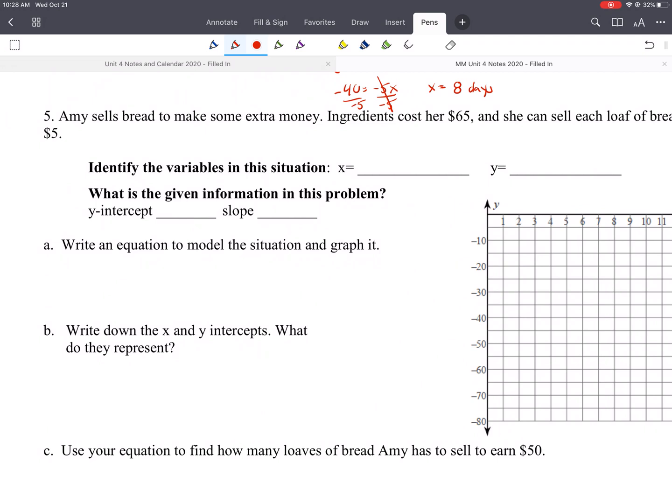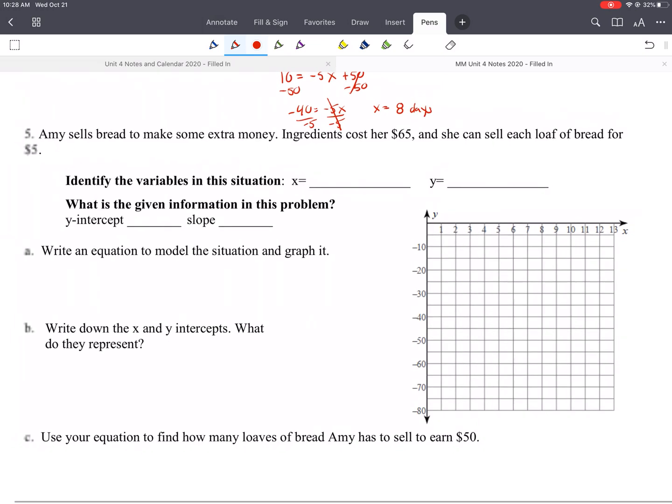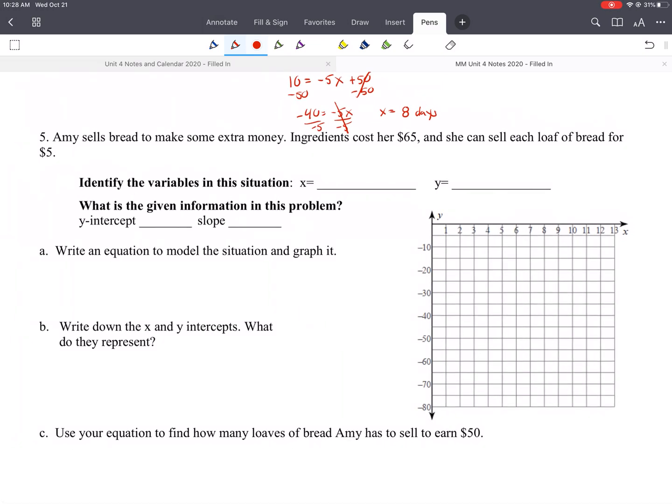Amy sells bread to make some extra money. Ingredients cost her $65. So she can sell each loaf of bread for $5. So what are our variables? Identify the variables. We don't have time this time, but let's look at our rate. So loaf of bread for $1. So it's $5 a loaf.